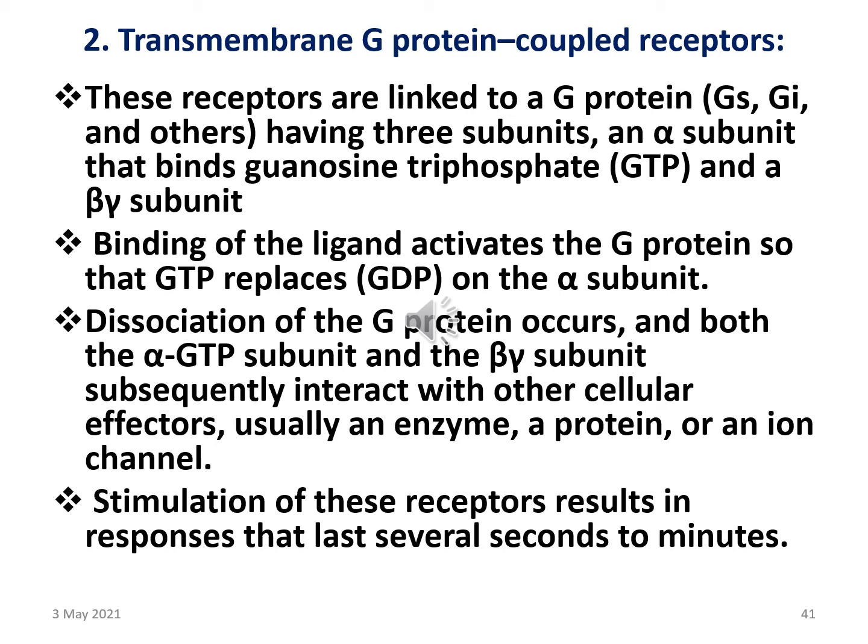GTP replaces GDP on the alpha subunit. Dissociation of the G protein occurs, and both the alpha-GTP subunit and the beta-gamma subunit subsequently interact with other cellular effectors, usually an enzyme, a protein, or an ion channel. Stimulation of these receptors results in a response that lasts several seconds to minutes.